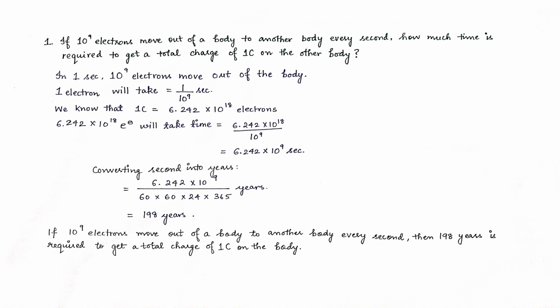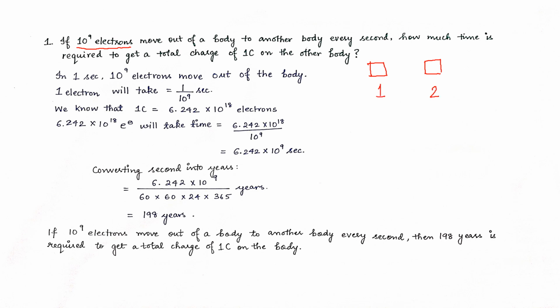The question states: if 10 to the power 9 electrons are moving from one body to another body in 1 second, then how much time is required to get a total charge of 1 coulomb on the other body? So we have these two bodies. This is body number 1, this is body number 2.